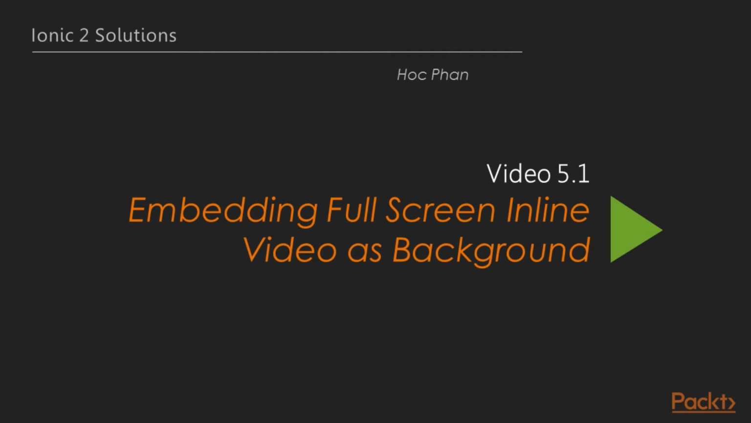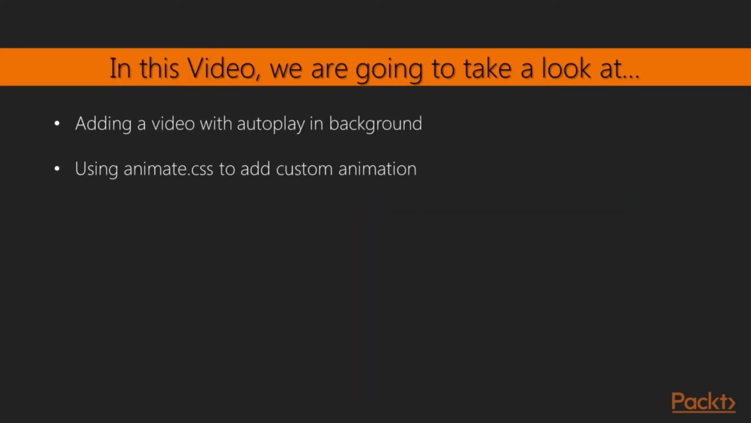Now we move on to the first video of this section that deals with embedding full-screen inline video as background. In this video, you'll learn how to add a video with autoplay in the background and learn to use animate.css to add a custom animation to the app header text.